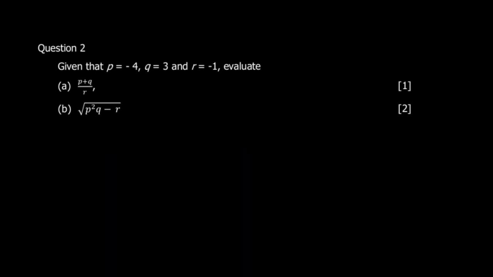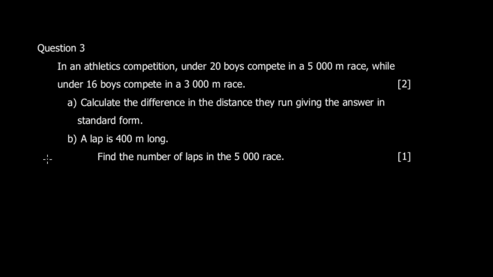Let's move on quickly to question 3. Question 3 says, in an athletics competition, under 20 boys compete in a 5,000 meter race, whilst under 16 boys compete in a 3,000 meter race. Calculate the difference in the distance they run, giving the answer in standard form. The distance for under 20 boys is 5,000 meters. For under 16 boys it's 3,000 meters. So you get the difference, 2,000 meters. Then you should change this to standard form.